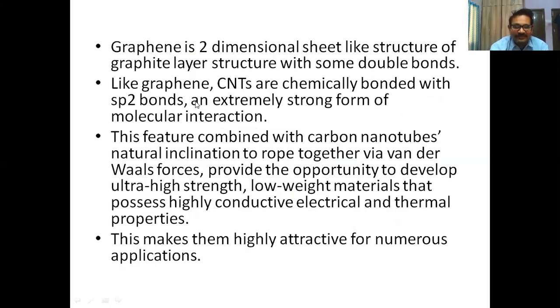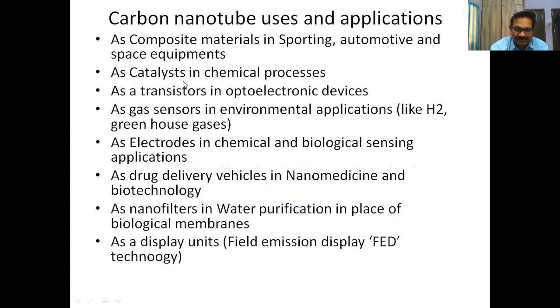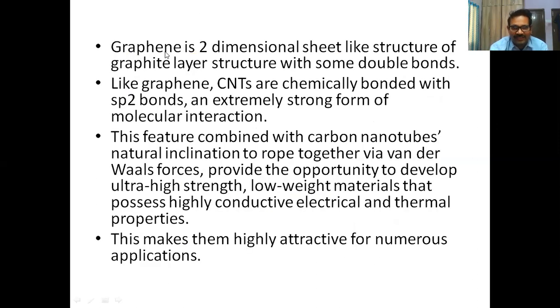So what are the important properties of this? Normally, graphene is similar to graphite only. It is a planar, two-dimensional sheet-like structure. Graphite has a layered structure, and when some double bonds are there in the hexagonal planar ring, then it becomes graphene. Graphite is a saturated one, graphene is an unsaturated one.